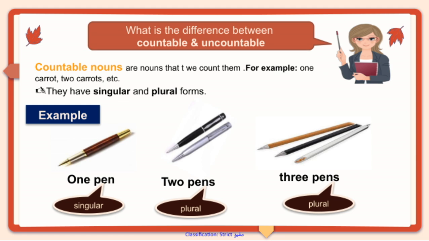Now, the key point here is understanding the difference between countable and uncountable nouns. Countable nouns can be counted individually, which means they have both singular and plural forms. This is important because it affects how we use them in sentences. In the context of our overall theme, understanding these differences helps us communicate more accurately and clearly when talking about quantities. So, remember, countable nouns are those we can count, and they change form depending on whether we're talking about one or more.